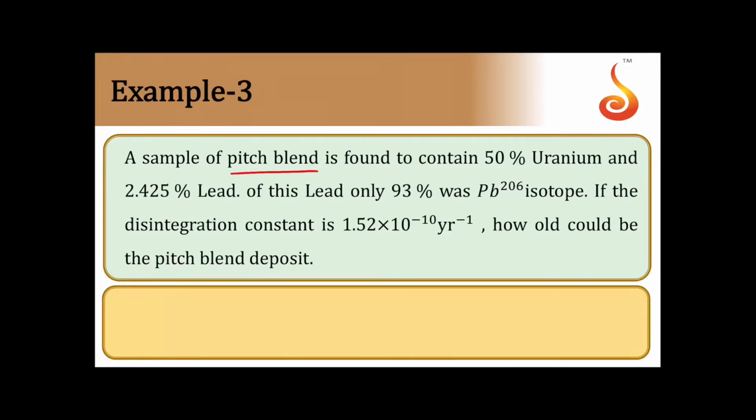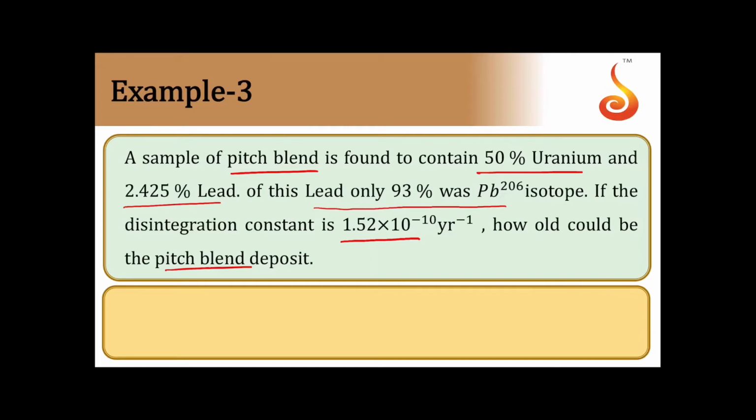A sample of pitchblende is found to contain 50% uranium and 2.425% lead. Of this lead, only 93% was lead-206. If the disintegration constant is 1.52 × 10^-10 years^-1, how old could the pitchblende deposit be?